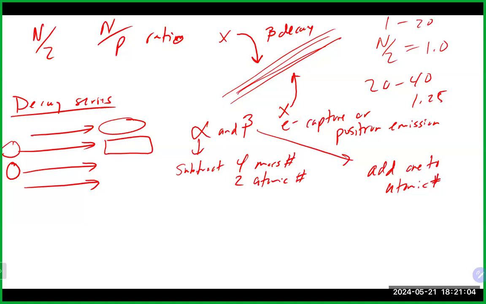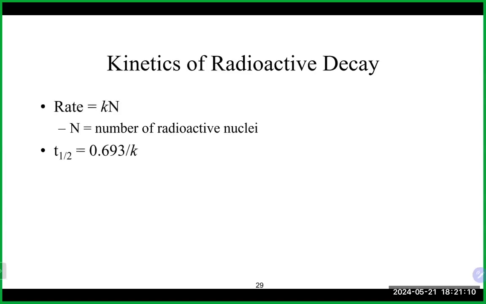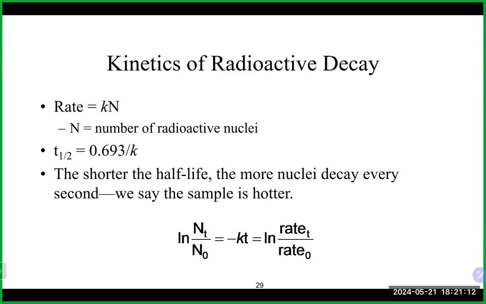All right, so I believe this is where we left off. We're going to talk about kinetics, which you might have talked about in 200A. Kinetics and radioactive decay. As you may remember from kinetics, there are first order, second order, and zero order type reactions. All radioactive decay follows basically first order kinetics. So first order kinetics is what happens in radioactive decay.